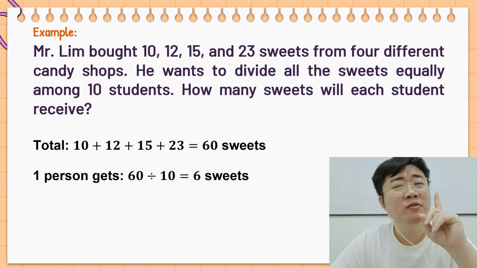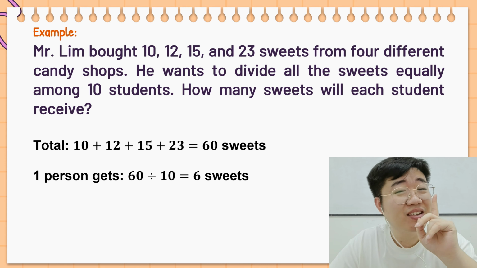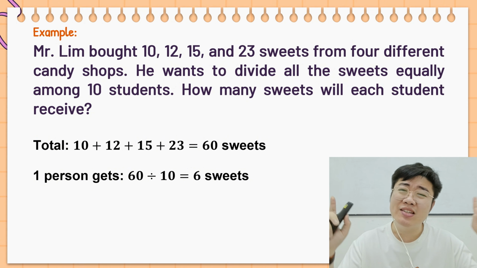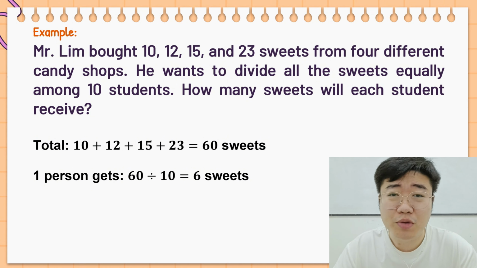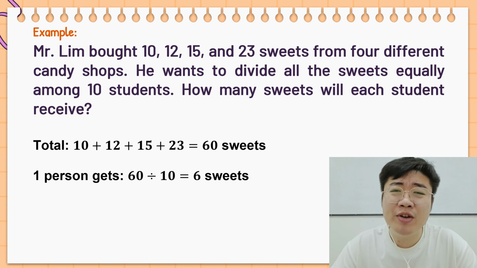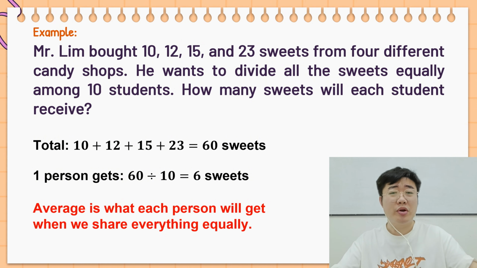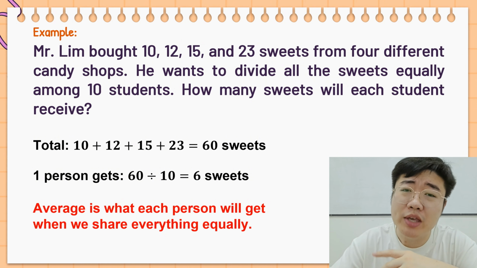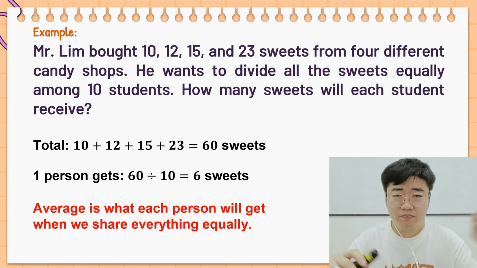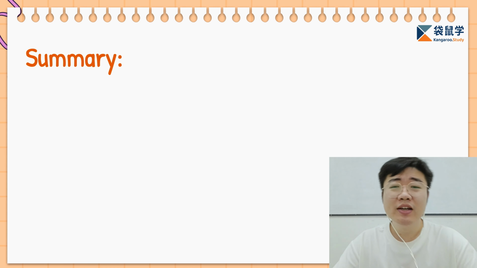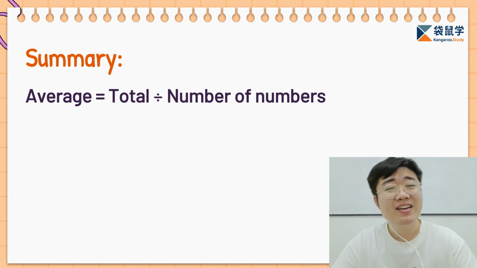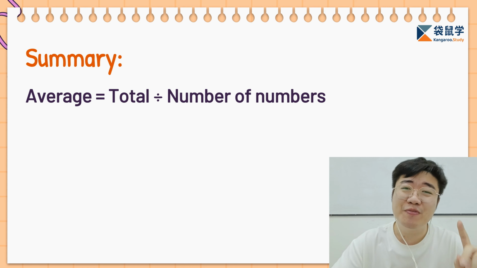So everyone, notice that this number 6, this is what we call the average. So average is 6 sweets when we distribute the sweets equally among them. So now we know that average is just what each person will receive when we divide the total equally among all of them. So let's do a quick summary here. Now, the average is equal to the total divided by the number of numbers. In this case, it's the number of people.